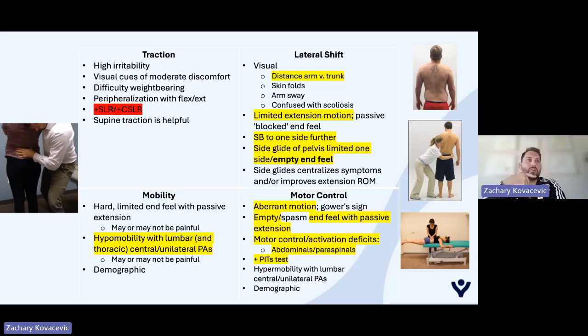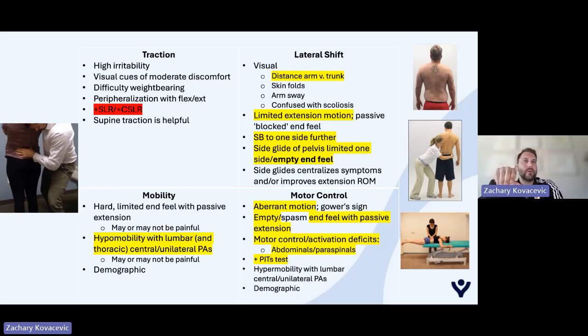We now go to the lateral shift category. We have them do some extension motion. We visualize that it's not a lot; this individual does not have a lot of extension motion. We visualize side bending. They're side bending to the left side further than they are the right. Think of the gentleman in the top right picture, right? There's a shift to the left. He can side bend to the left further than he can the right.